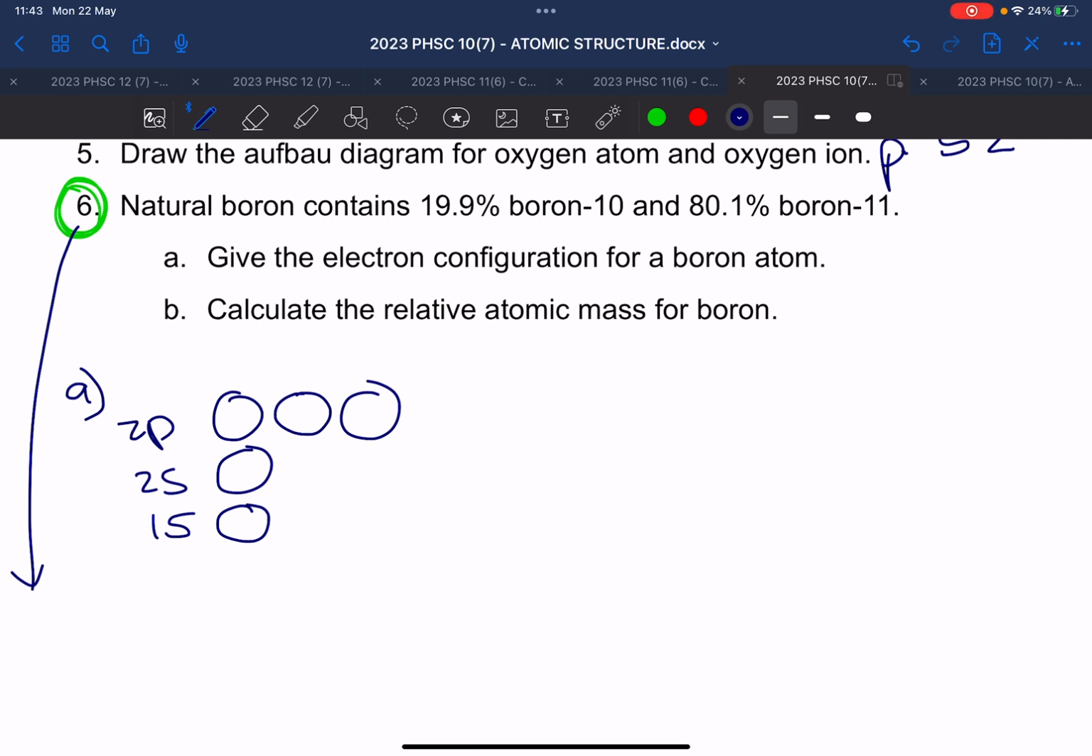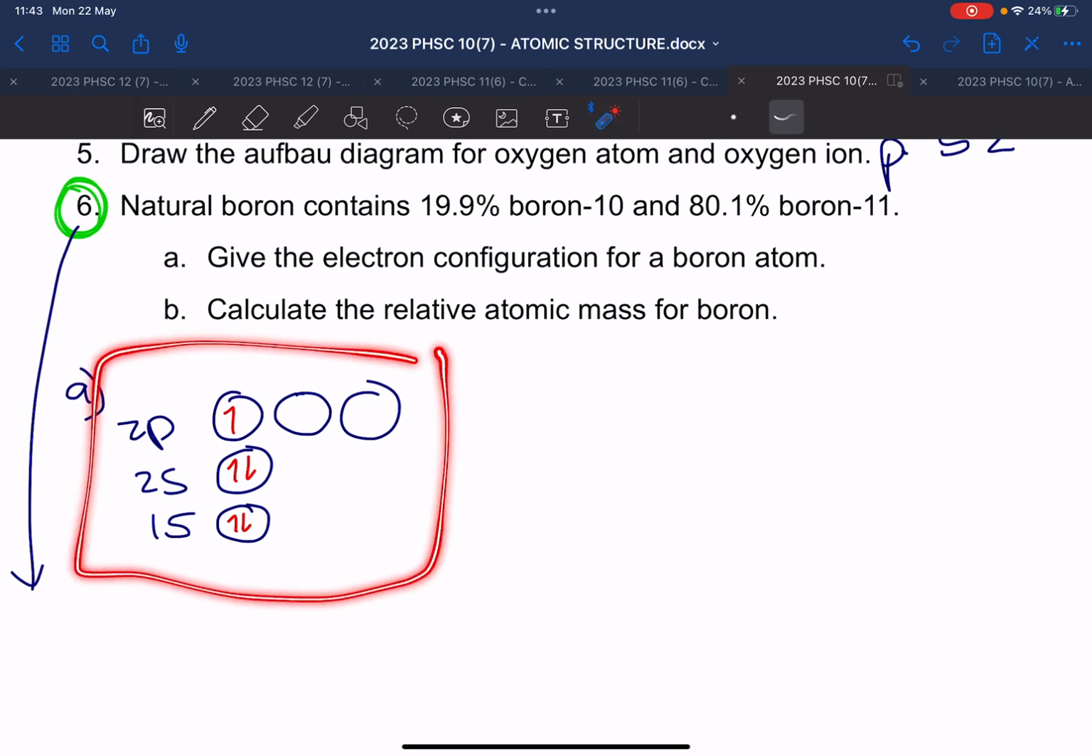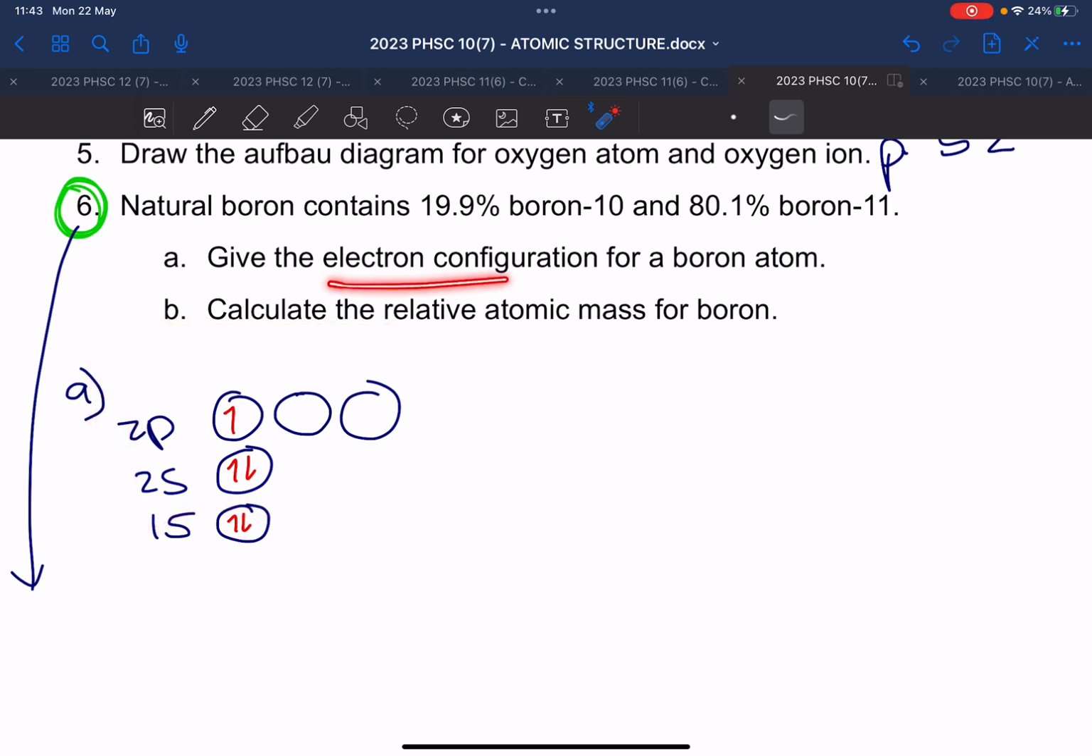How many electrons does boron have? 5. 1, 2, 3, 4, 5. You need to check your glasses. Alright, but that's not what they want. They didn't ask for the energy level diagram or the orbital diagram. They asked for the electron configuration. So from there, what would the electron configuration be? 2p1.